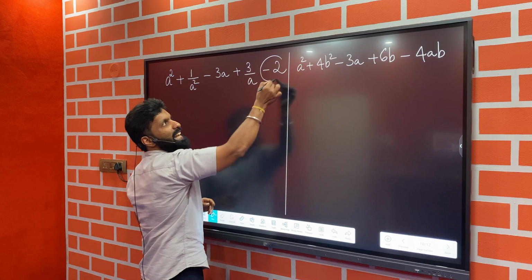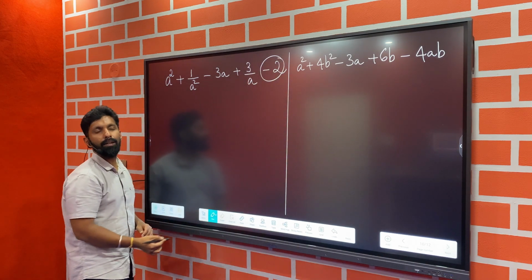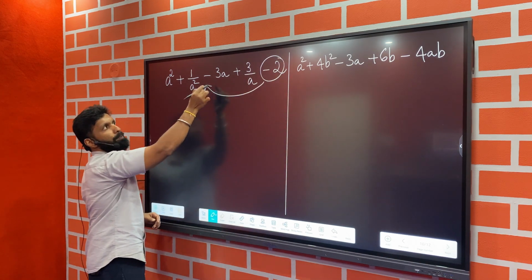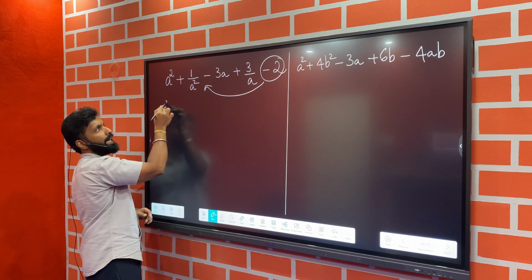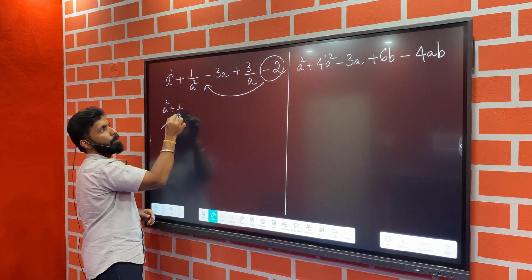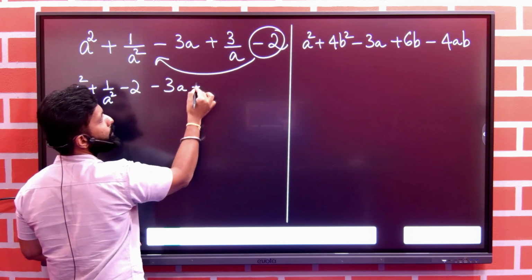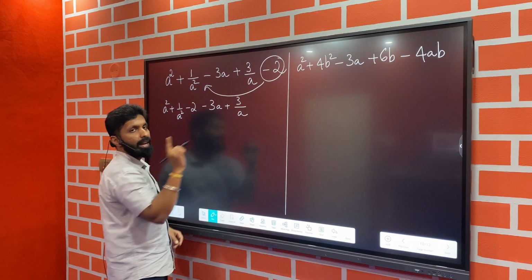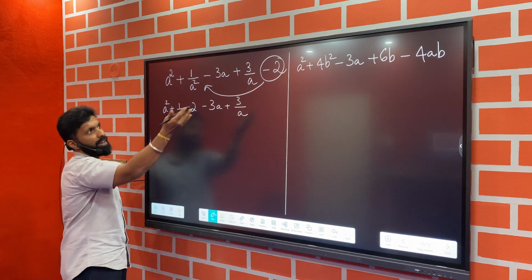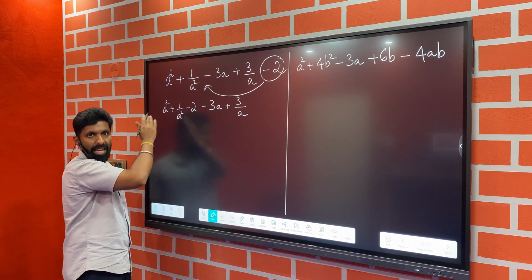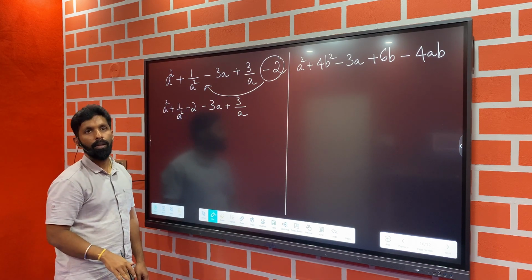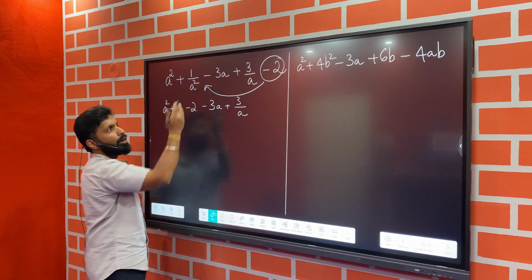So I can see that minus 2 also being present here. So I am planning to keep this minus 2 along with a square plus 1 by a square and write the rest of the terms later. Again, understand, I haven't changed the question. I've written the same question in a different order. Whether I write minus 2 there or here doesn't matter.